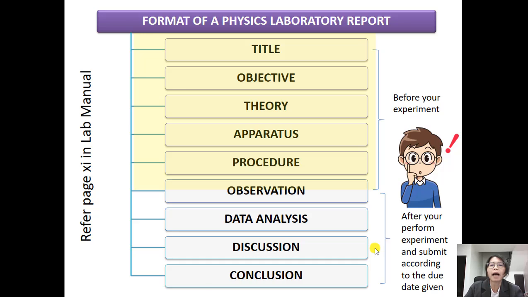I will advise you that before you perform your experiment, make sure you have already done almost half of the lab report, which is title, objective, theory, apparatus, procedure, which you can copy from the lab manual, and also try to construct the observation table for that particular experiment. After you perform the experiment, you are going to complete the data analysis according to the data you obtained from the experiment, then do the discussion and also the conclusion for your report, and then submit according to the due date given.